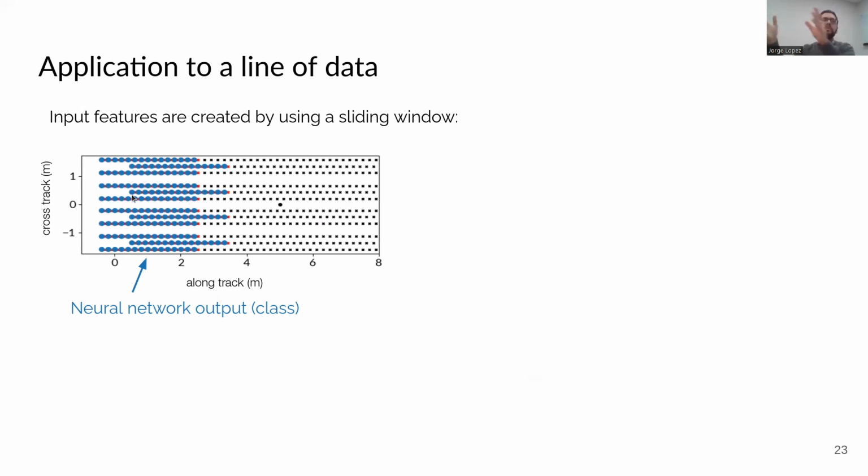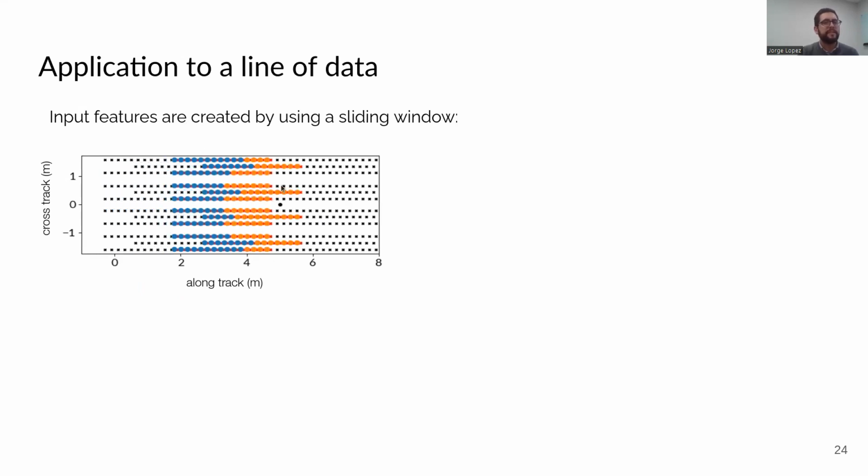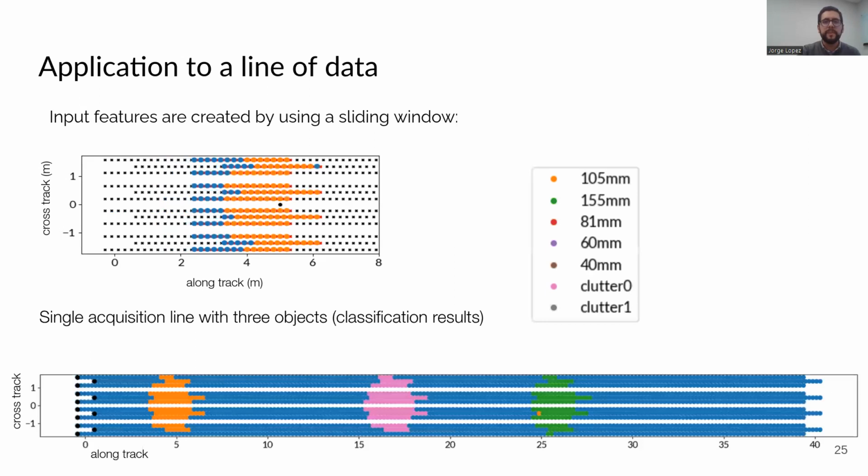But then if we start to apply the neural network to each of these positions, we'll end up with something that looks like this. So once it gets closer to the UXO object, it starts labeling with a different color, which in this case is associated with a particular type of UXO. And if we apply this sliding window to the complete acquisition line, we'll end up getting something that looks like this, in the case where we had 3 objects. So notice again, different colors for different kinds of objects.